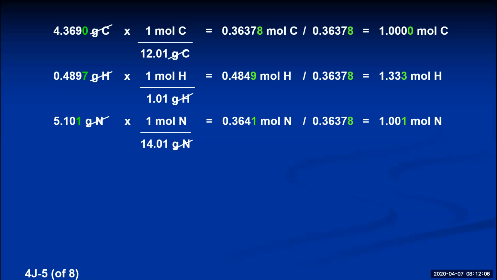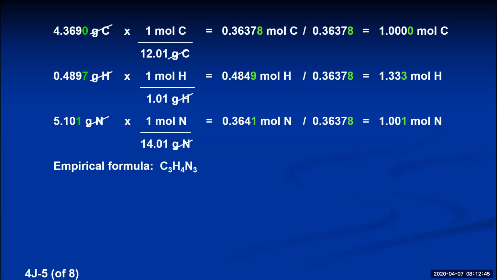The 1.333 moles of hydrogen is not within 1/10 of an integer, so this is not a 1-to-1-to-1 ratio. If I recognize 1.333 as actually in fractional form 1 1/3, that means I'm going to have to multiply all three of these numbers of moles by 3 to get them into integers. So if I multiply them all by 3, I would have 3 moles of carbon, 3.999 moles of hydrogen, which is almost exactly 4, and 3 moles of nitrogen. The empirical formula must be C3H4N3.